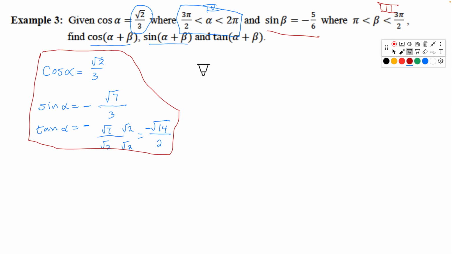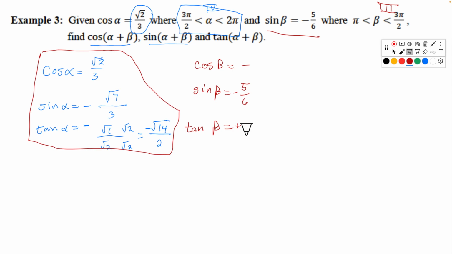I'm going to do cosine of beta up here. I know it's going to be negative. I'm going to do sine of beta here, just so that they're all lined up, and that's -5/6. And then tangent of beta down here, and it's going to be positive. So I'm going to put a little plus so that when I get done, I hopefully have everything working.